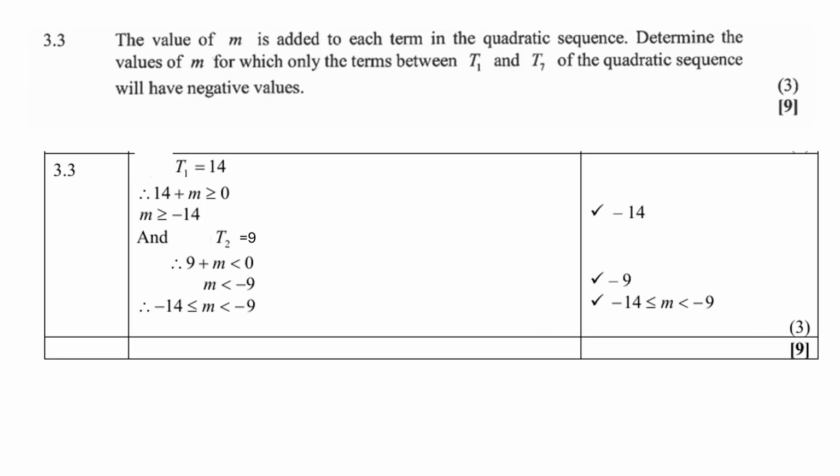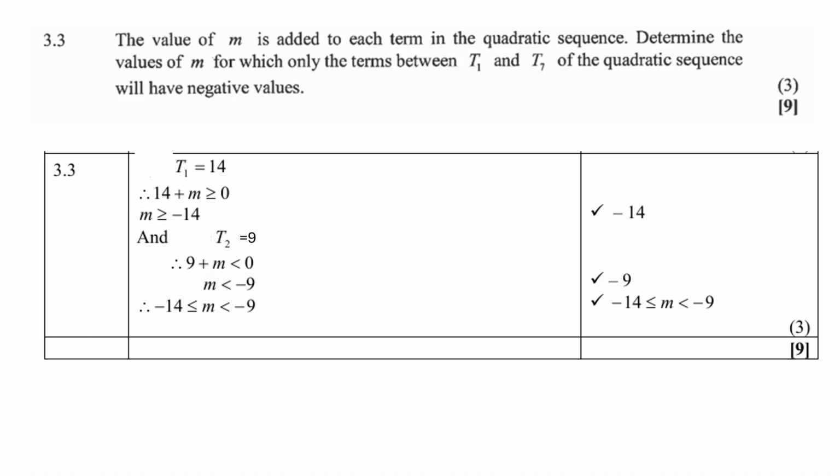3.3, the value of m is added to each term in the quadratic sequence. Determine the values of m for which only the terms between t1 and t7 of the quadratic sequence will have negative values. So t1 of course is 14. So remember you must add an m. So 14 plus m, and you say greater than or equal to 0. Then therefore m is greater than or equal to negative 14.